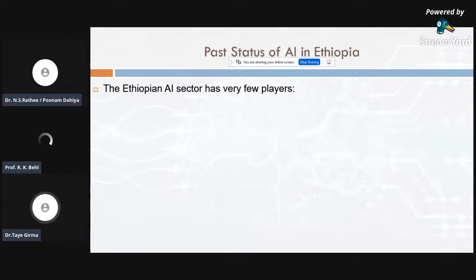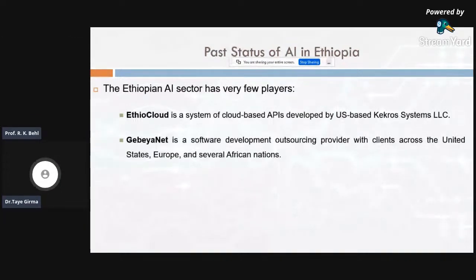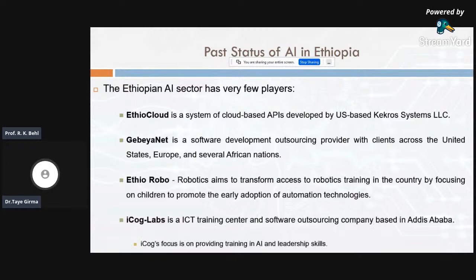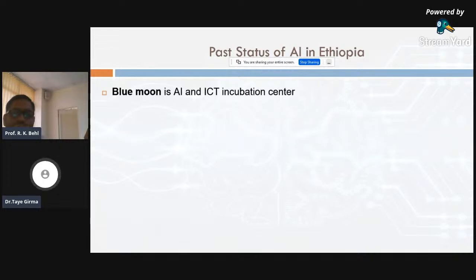So the Ethiopian AI sector has very few players, and all those players are from the private sector. One is Ethio Cloud, a cloud-based API system developed by a US-based company. Gabianet is another software development outsourcing provider with clients across the United States, Europe, and several African nations. There are also EthioRobo and ICOG Labs, private companies running smaller projects in Ethiopia. There is also another company which recently announced itself, and since its establishment it has been working as an incubation center for AI and ICT.